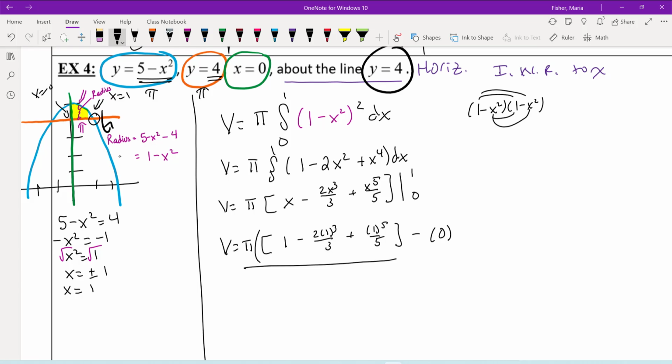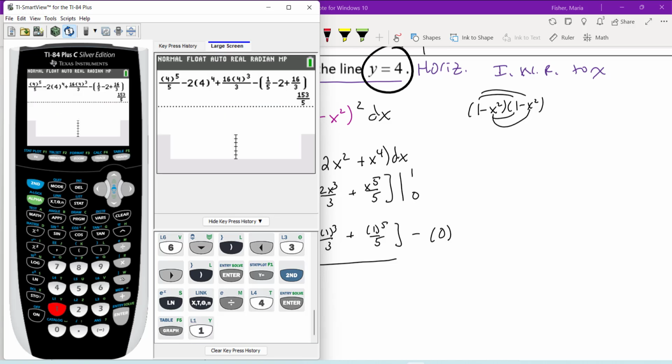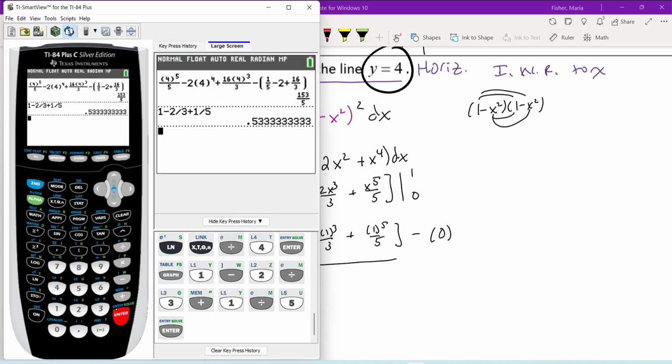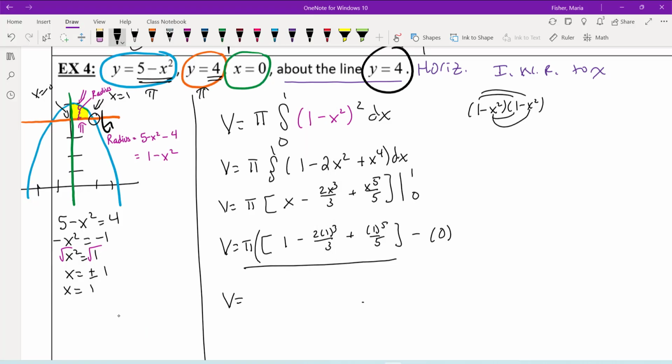And since it's a 1, we really just need to figure out what's 1 minus 2/3 plus 1/5. So on a calculator, 1 minus 2/3 plus 1/5, and then make it into a fraction. So hit math and then enter twice. And you get 8 over 15. Therefore, my volume here is 8 pi over 15.